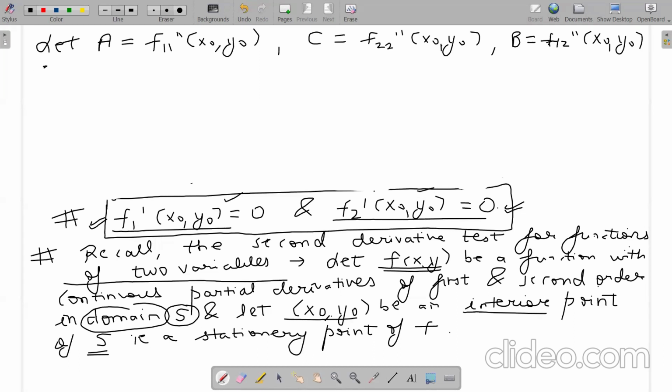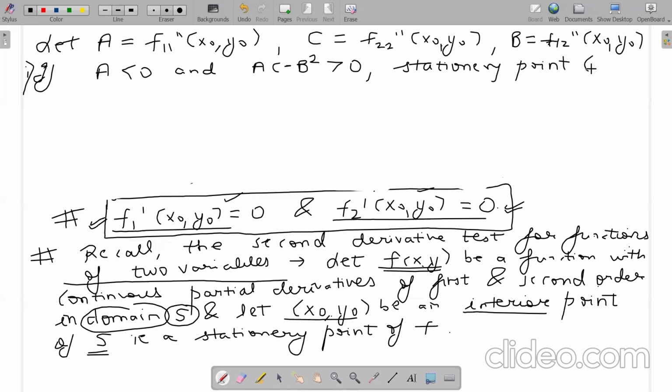Now, this is point number 1: if A is less than 0 and AC minus B square is greater than 0, I can say that the stationary point x0 y0 is a local maximum point.